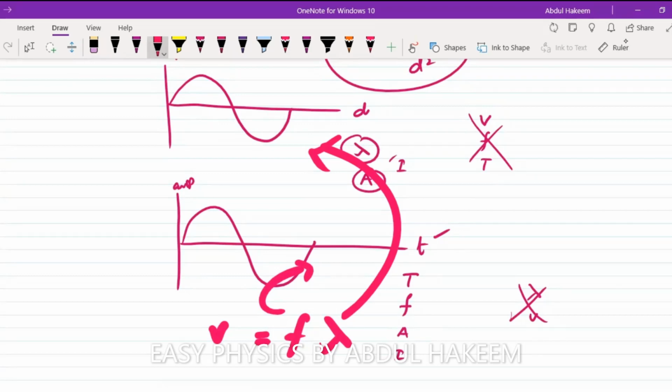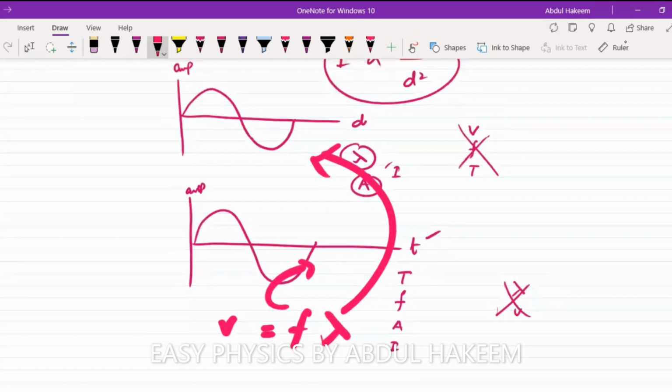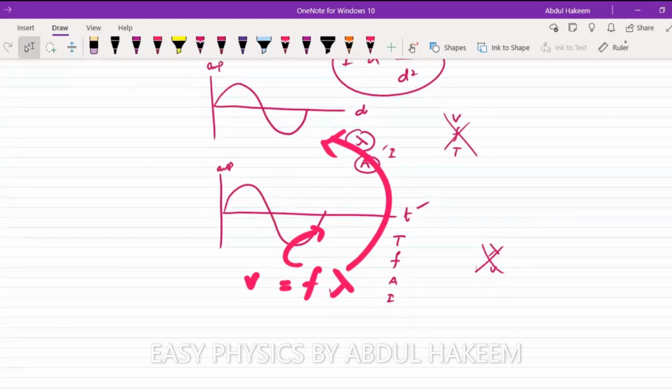Next, what is the phase difference and what is the path difference? The path difference is the difference in linear distances covered by the two waves before meeting at a point from their origin is called path difference.